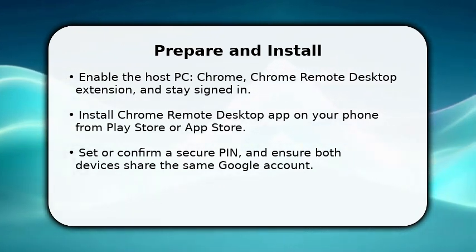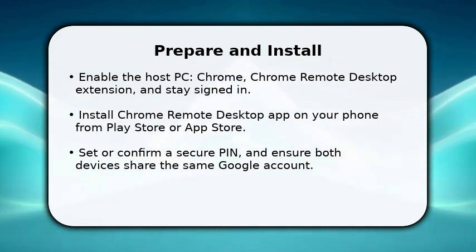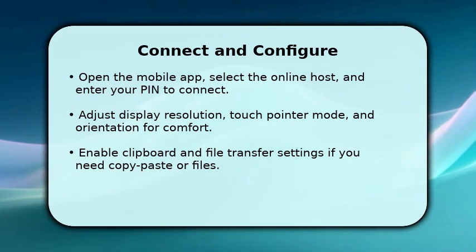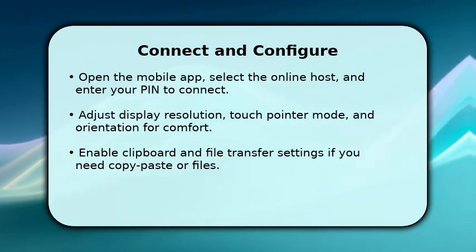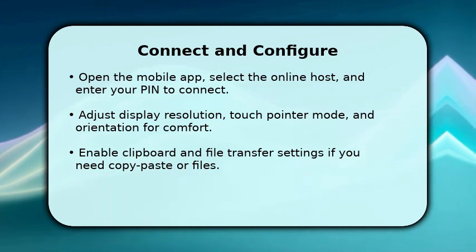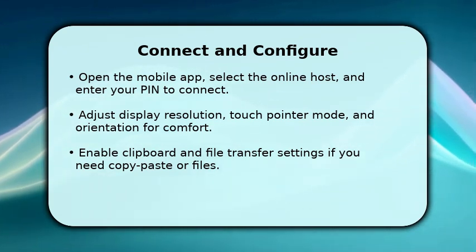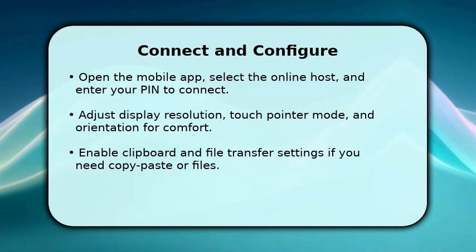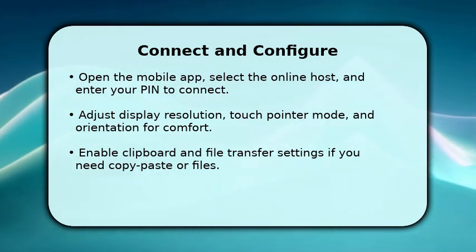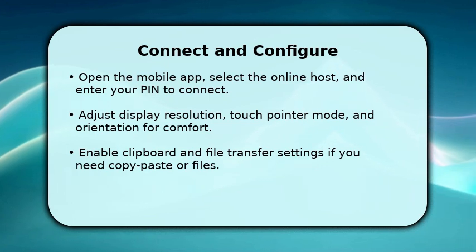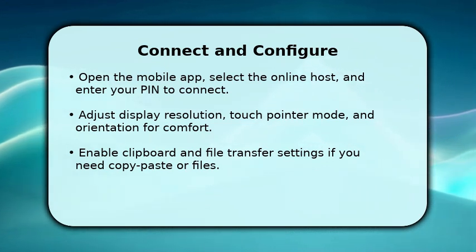Once connected, you'll see the remote desktop preview. Tap to open it and enter your PIN. You should configure display resolution and pointer mode for responsiveness, because phones vary in CPU and bandwidth. Make sure orientation and scaling fit your screen so text stays readable, and enable clipboard or file transfer only when necessary to move data. If audio is required, toggle the audio stream or use local sound.